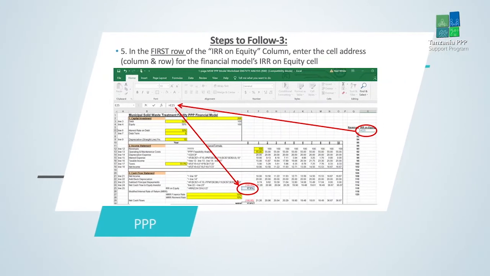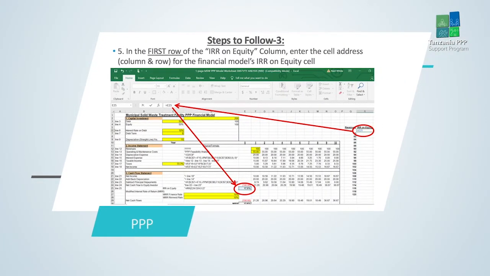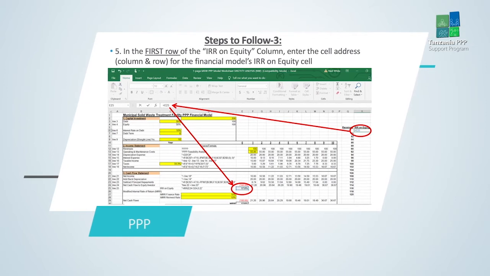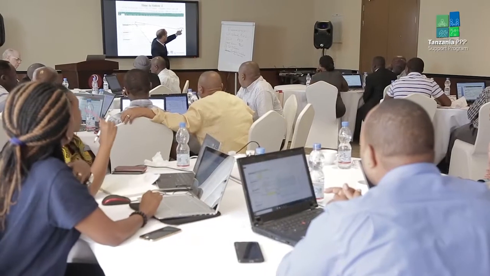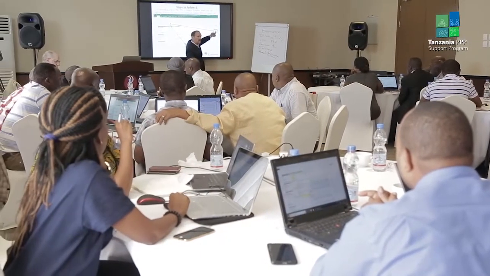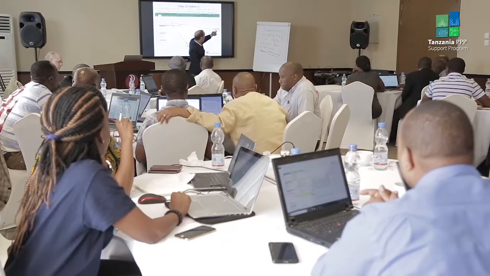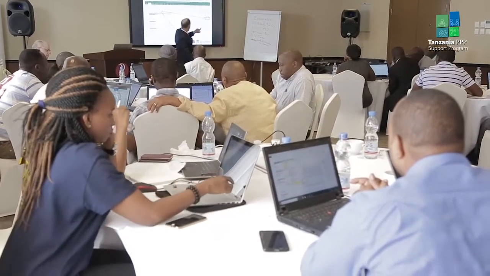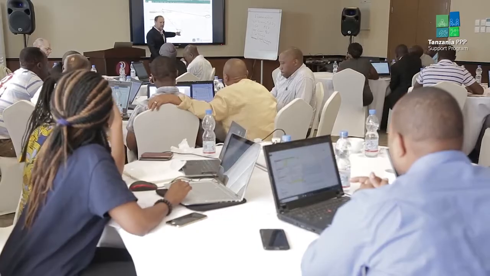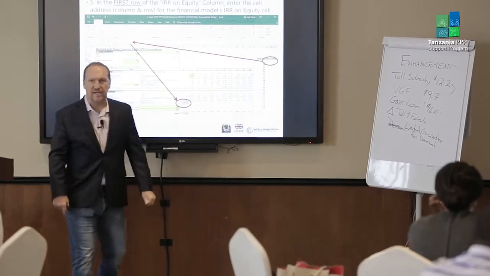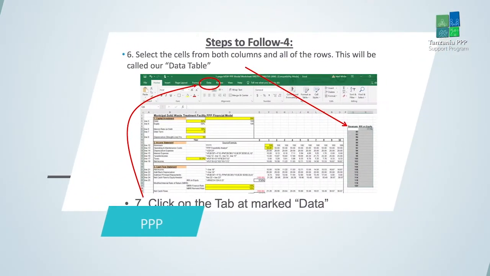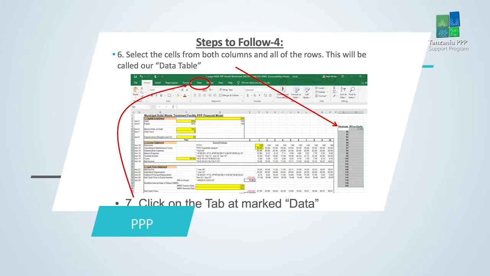So we're going to move on to step 3. You ready? You with me? Step 3. In the first blank cell under IRR on equity, you see this cell here? Remember, you've got this cell under revenue, it's blank. Right under IRR on equity, I want you to type in the cell address. In my case, it says equals E25. That is our IRR on equity. Make sense? So just type in here equals that cell address. We're going to move on to the next step, step 4.